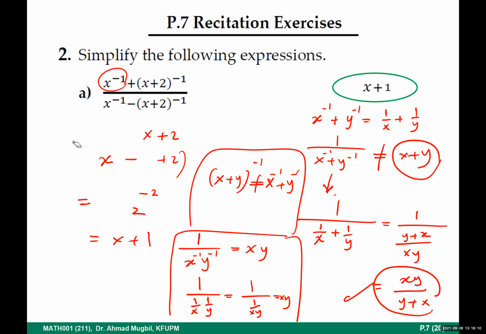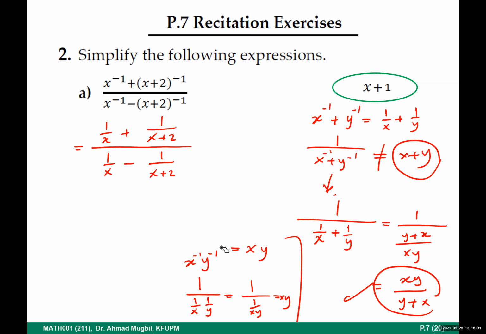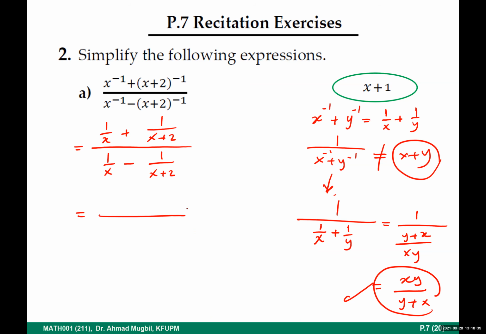So what you should do in this case is do it in the right way, in the formal way. How? This is 1 over x plus 1 over x plus 2, all over 1 over x minus 1 over x plus 2. This is how it should be done. Next. Now you have here two fractions. You need to write them as a single fraction. So this is the main fraction bar, this is the numerator, and this is the denominator.